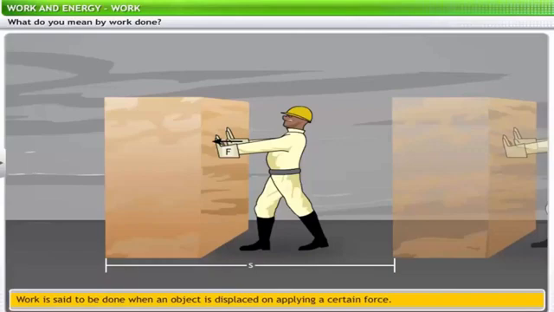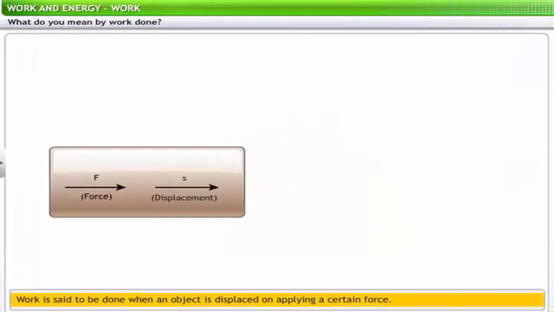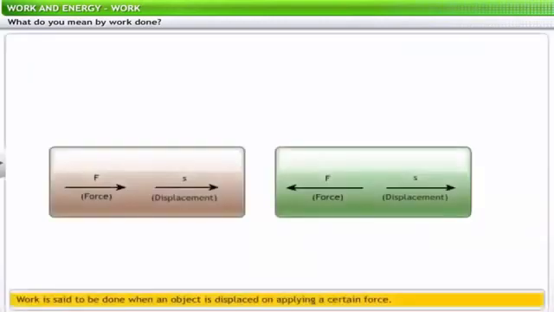Scenarios involving work may be of two types. The first is where the force is acting in the direction of displacement. The second type, where the force is acting in a direction opposite to that of displacement. That is, one of the identified forces F is acting in a direction opposite to the direction of the displacement S. Thus, the angle between the two directions is 180 degrees.